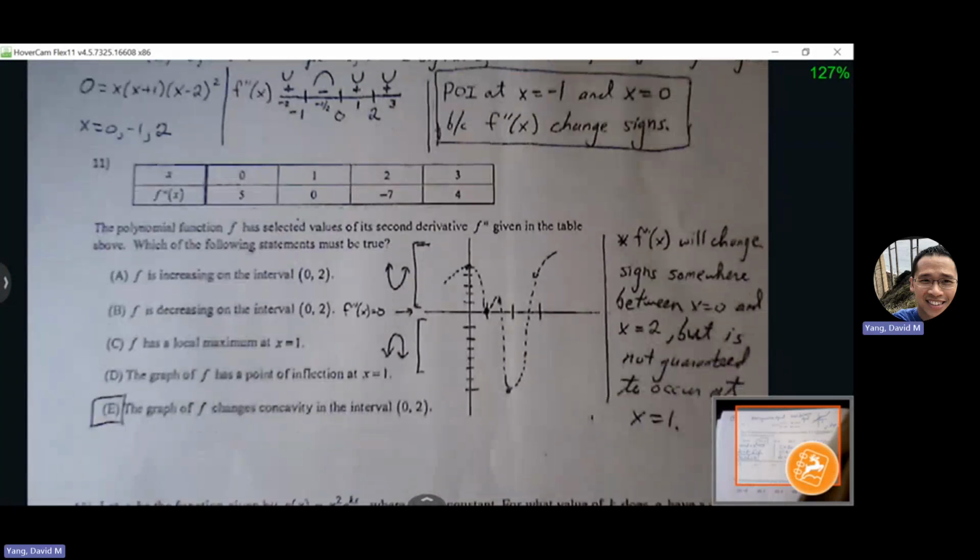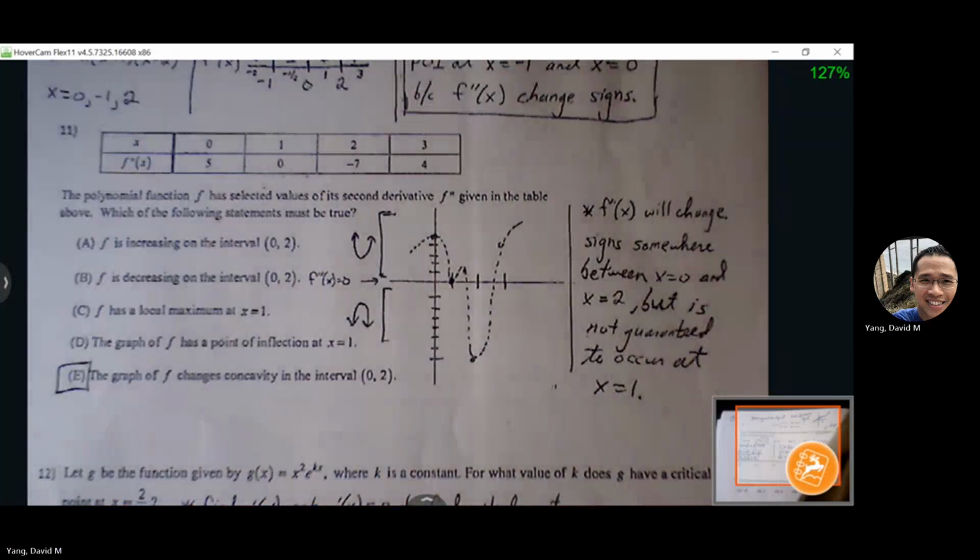Yeah, this was a little bit tricky. So number 11, right? This one. So we're looking at the second derivative table. It says which of the following must be true. This is probably our first instinct: looking at this and saying, well, let's say this is a point of inflection at 0 because the concavity is 0 and to the left is +5 and to the right is -7. But there's no guarantee, at least not with this table, with this limited data, that the graph has a point of inflection at x = 1.